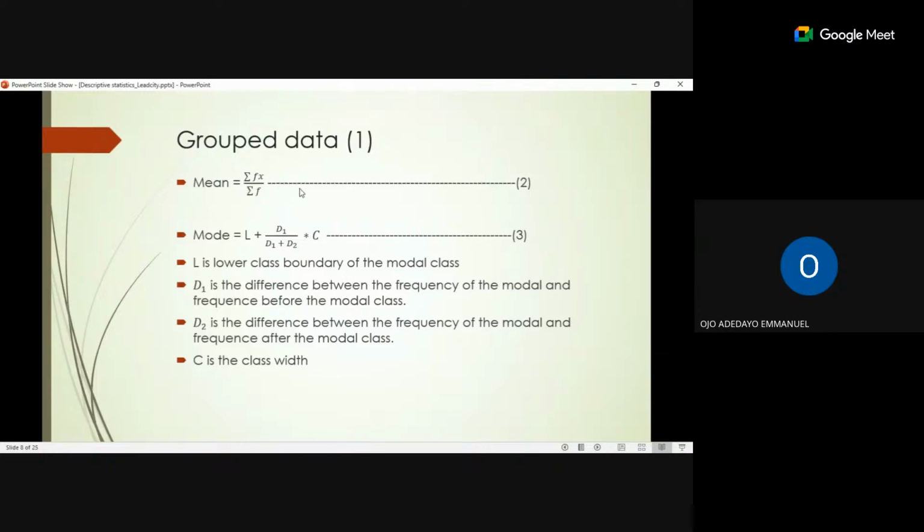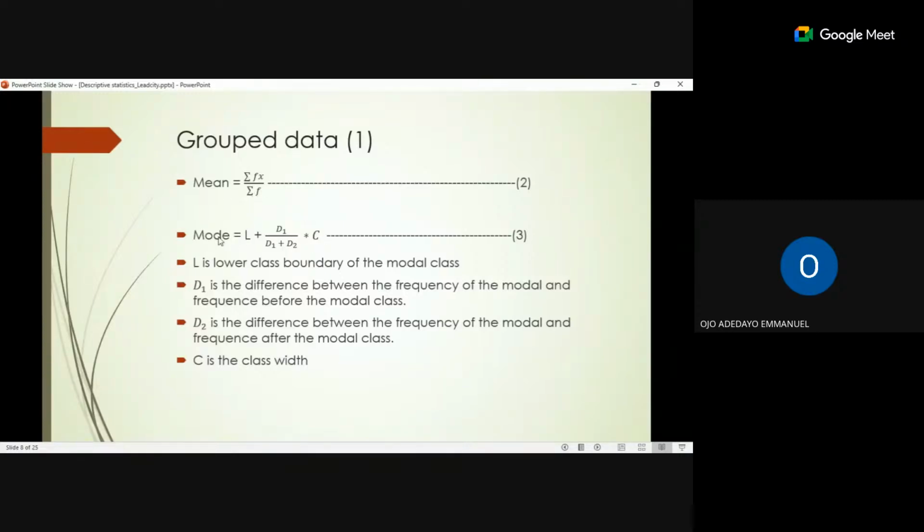So now the same thing divided by the summation f, which is the total observation that you have, you are going to get the mean for grouped data. I'm going to show us with examples so that we can understand these statistical jargons.